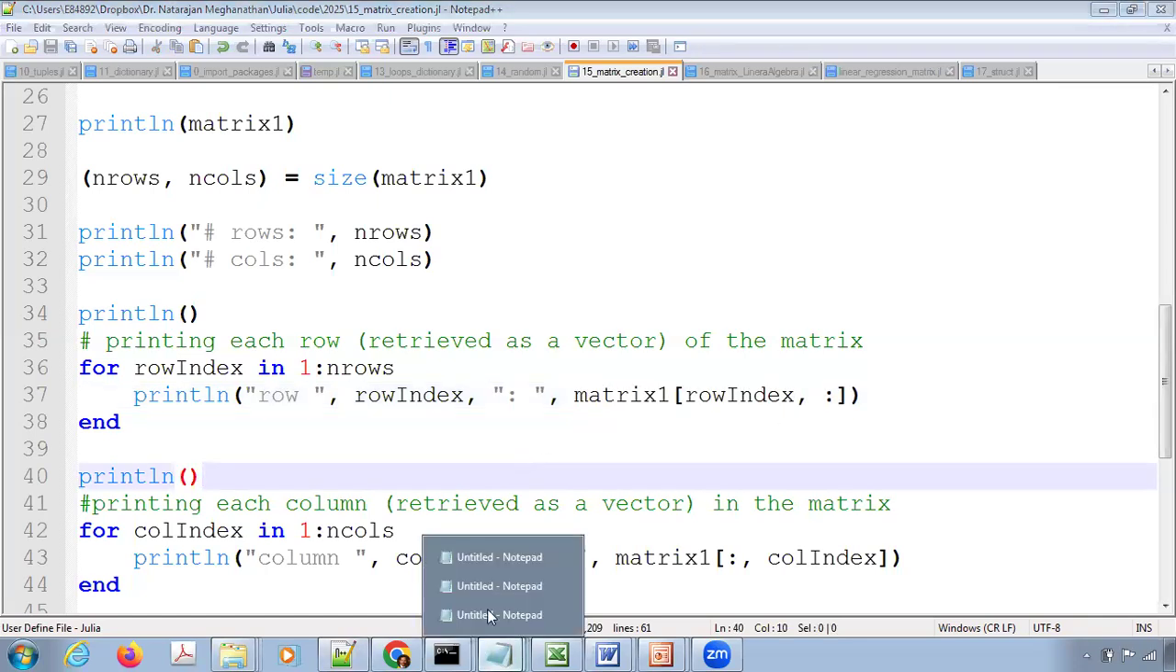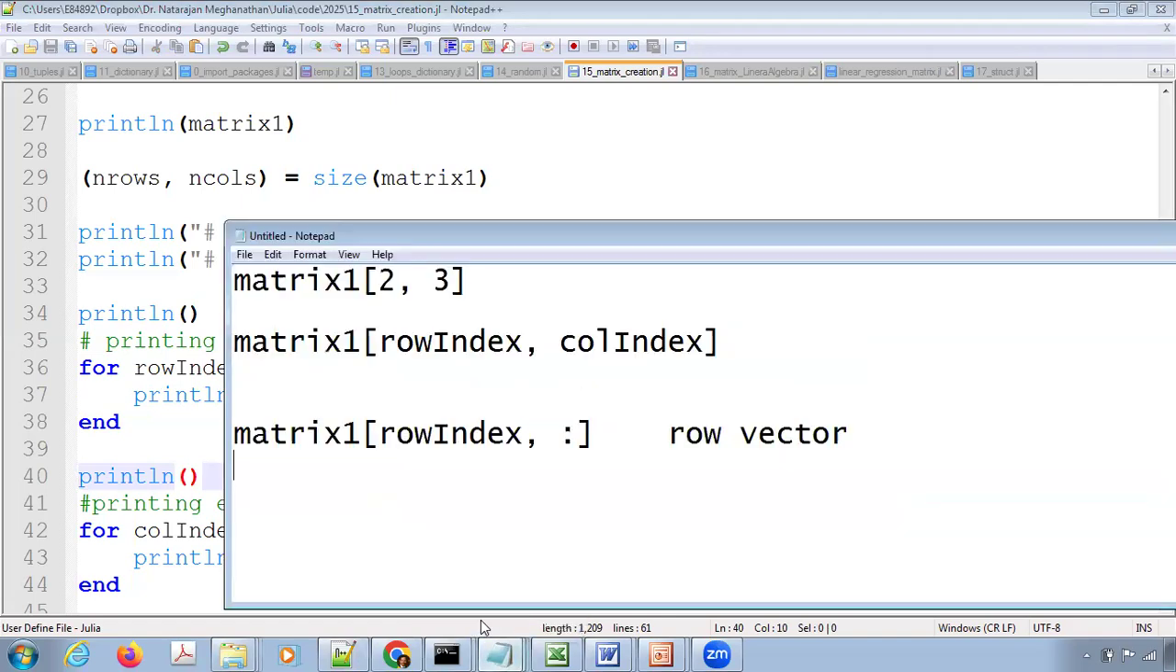Now, similarly, if you want to access all the rows in a particular column, we need to know the column index. So the column index follows the comma. You can put comma, column index, and for the row index, you can put just this colon symbol. And that would retrieve all the row values in a particular column specified by the column index.